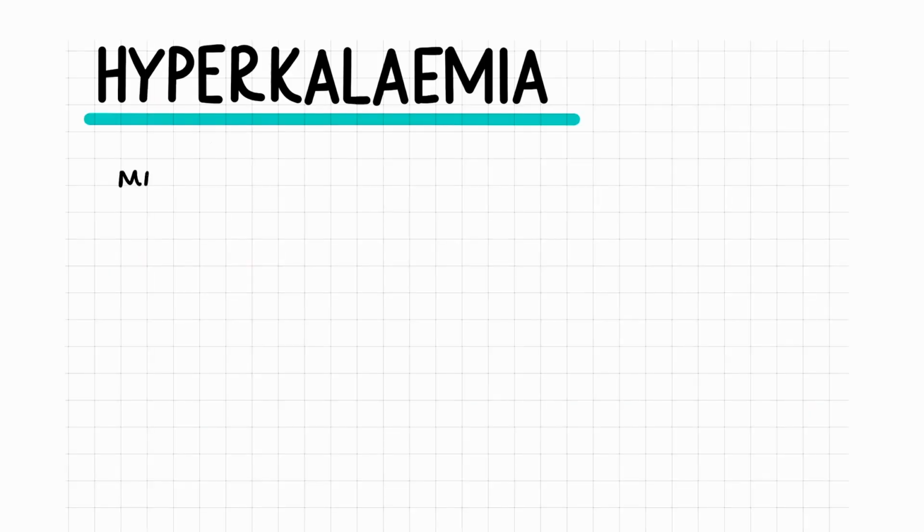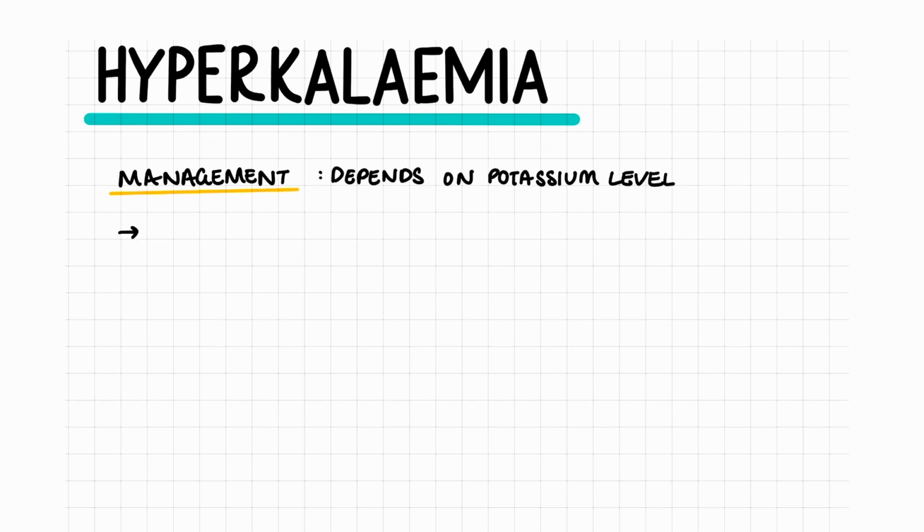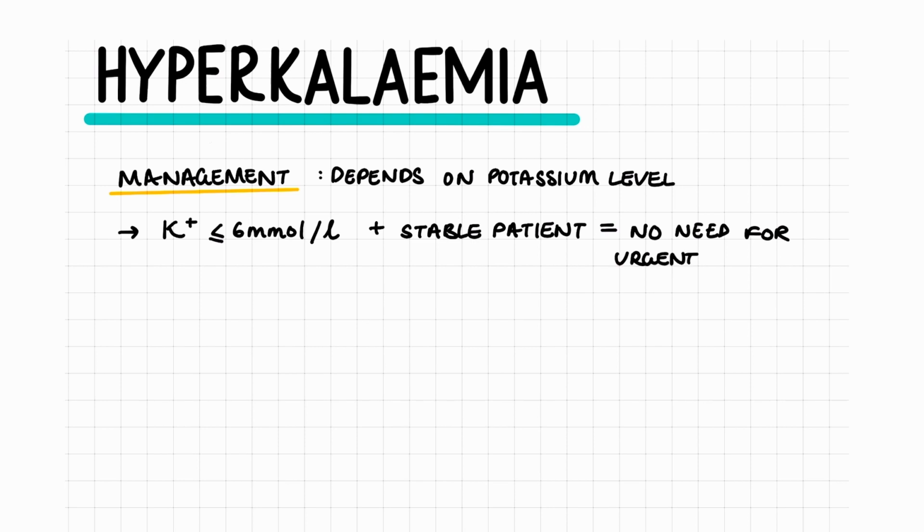Now that you've identified that this patient has hyperkalemia, how do we manage them? This can depend on the level of potassium in their blood. For a potassium level of less than or equal to 6, in an otherwise stable patient, there is no need for urgent treatment. They may just require a change in their medications, such as stopping the ACE inhibitors.